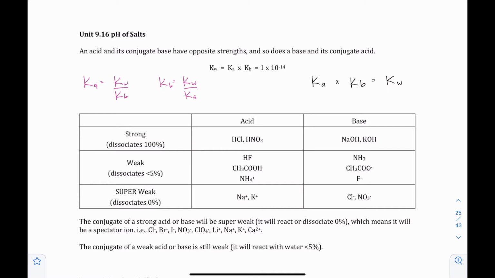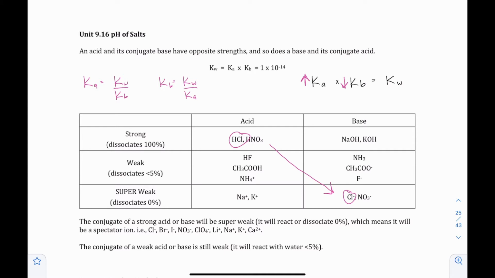If we have a strong acid, like HCl, that means the Ka will be bigger, which means the Kb of the conjugate base must be smaller. The equation shows that conjugate acid and base pairs have opposite strengths. HCl is a strong acid, and its conjugate base is super weak.